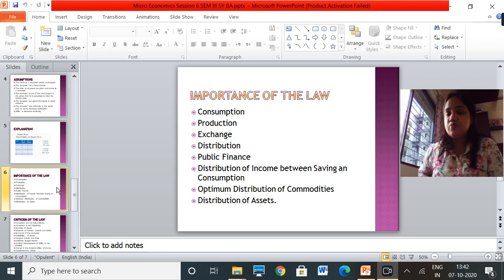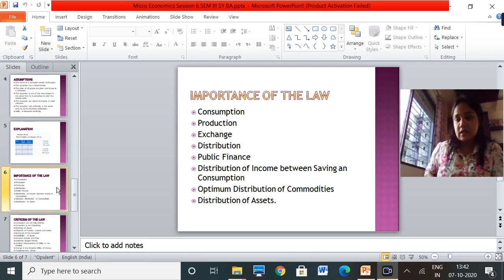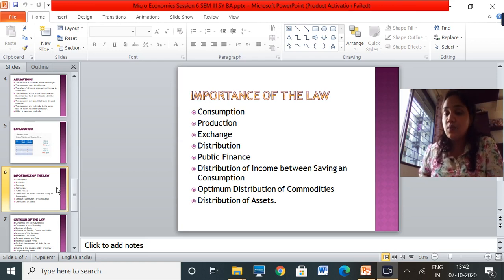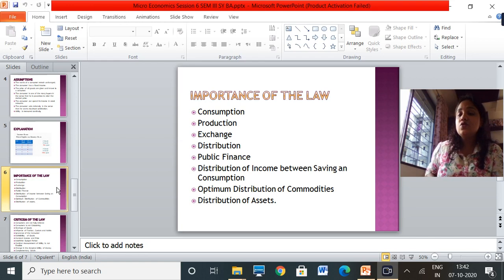Then optimum distribution of commodities. Now you saw in the previous example, the consumer got a very clear picture how many units of bananas I should buy and how many units of apples I should buy so that I get maximum amount of satisfaction. This happens only because of this law, only with this law. Now in this case we just took a hypothetical example of apples and bananas.